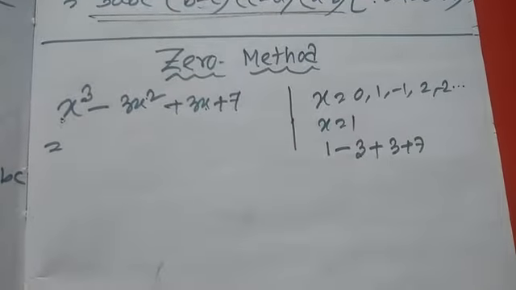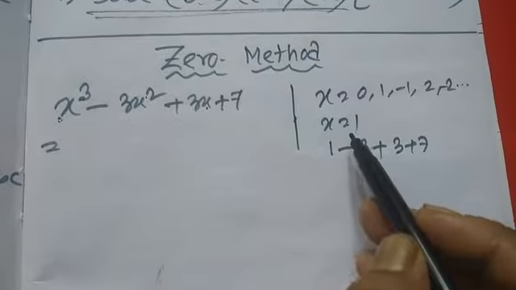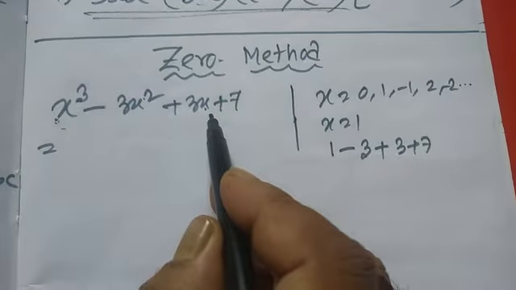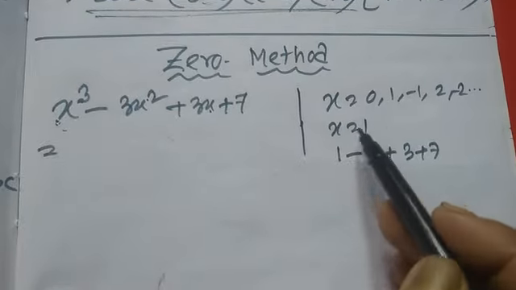Continuing here from the last video. So you have to choose a value of x such that the value of the whole expression becomes 0. So we are now doing the trial and error method. First we have taken x equals to 1.